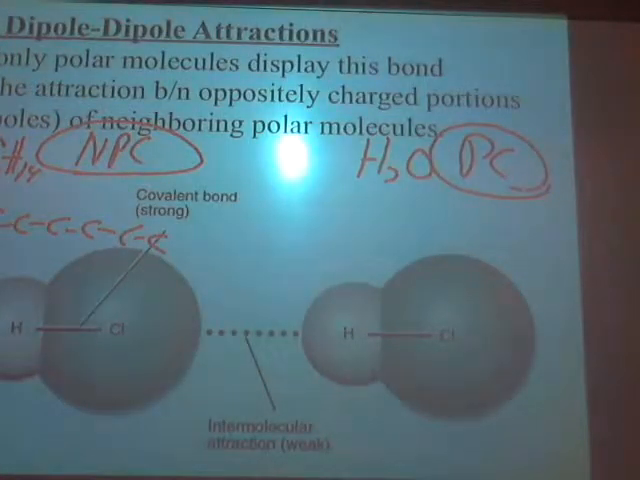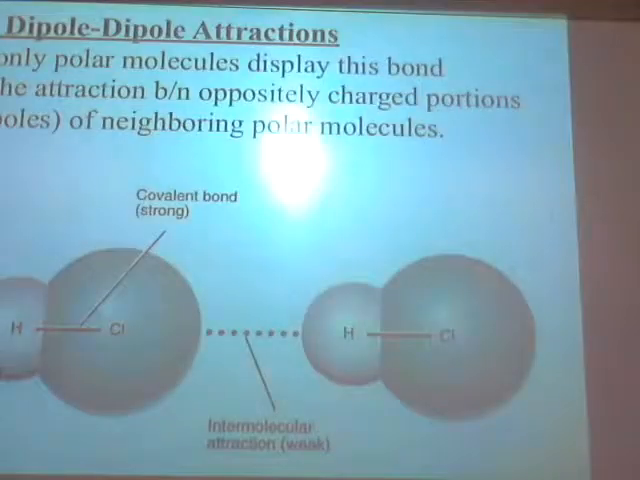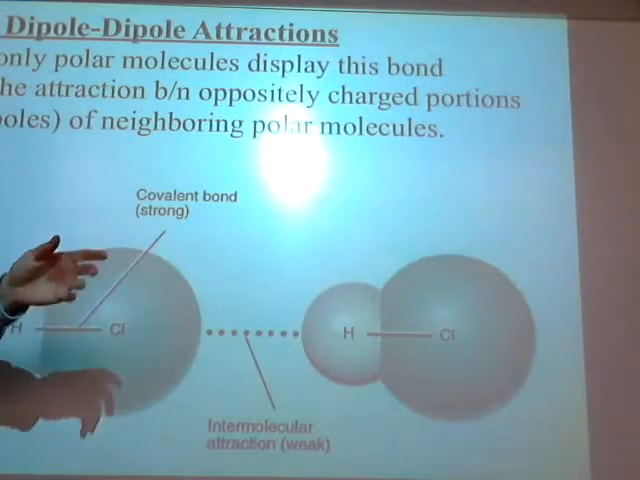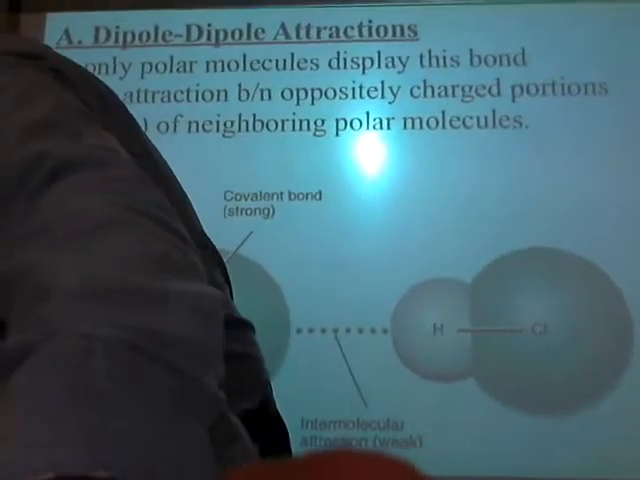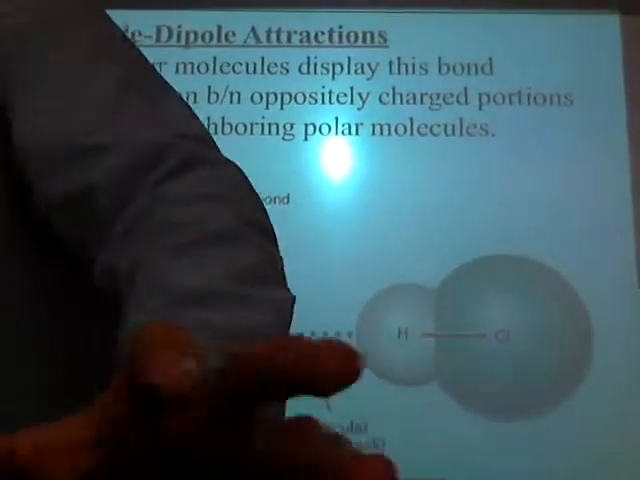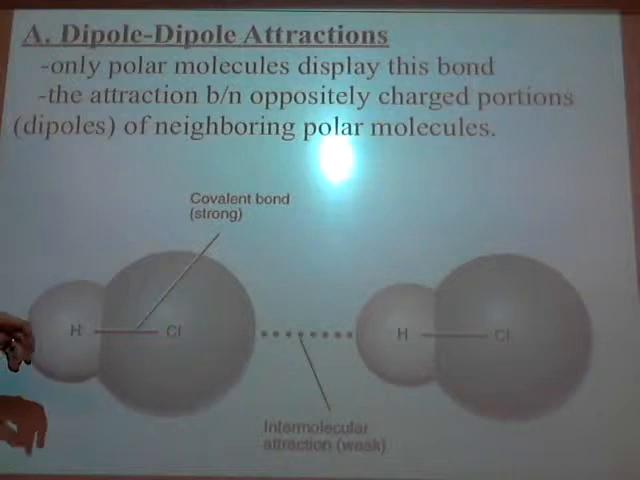These only occur with polar molecules. Now let's talk about the next kind. This is a stronger, almost like a special case of the dipole-dipole attractions. Let me move my camera back up. A special case of the dipole-dipole attractions would be hydrogen bonding.